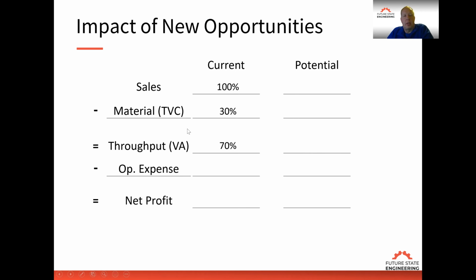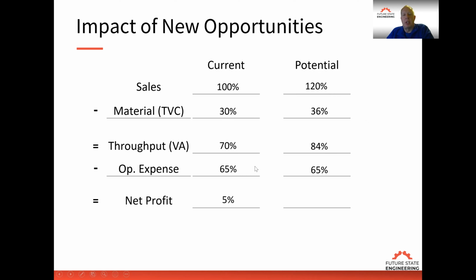Then if we look at the throughput, that's just our sales minus our totally variable cost, then our net profit might be currently 5%, so we back into our operating expenses of 65%. If we just keep the same mix of products and we find opportunities that are 30% material of products we're going to sell, let's say we increase our sales by 20%, what impact does that have? If we keep the same material percentage at 30%, 30% of 20% is another 6%. Our throughput goes up to 84%.